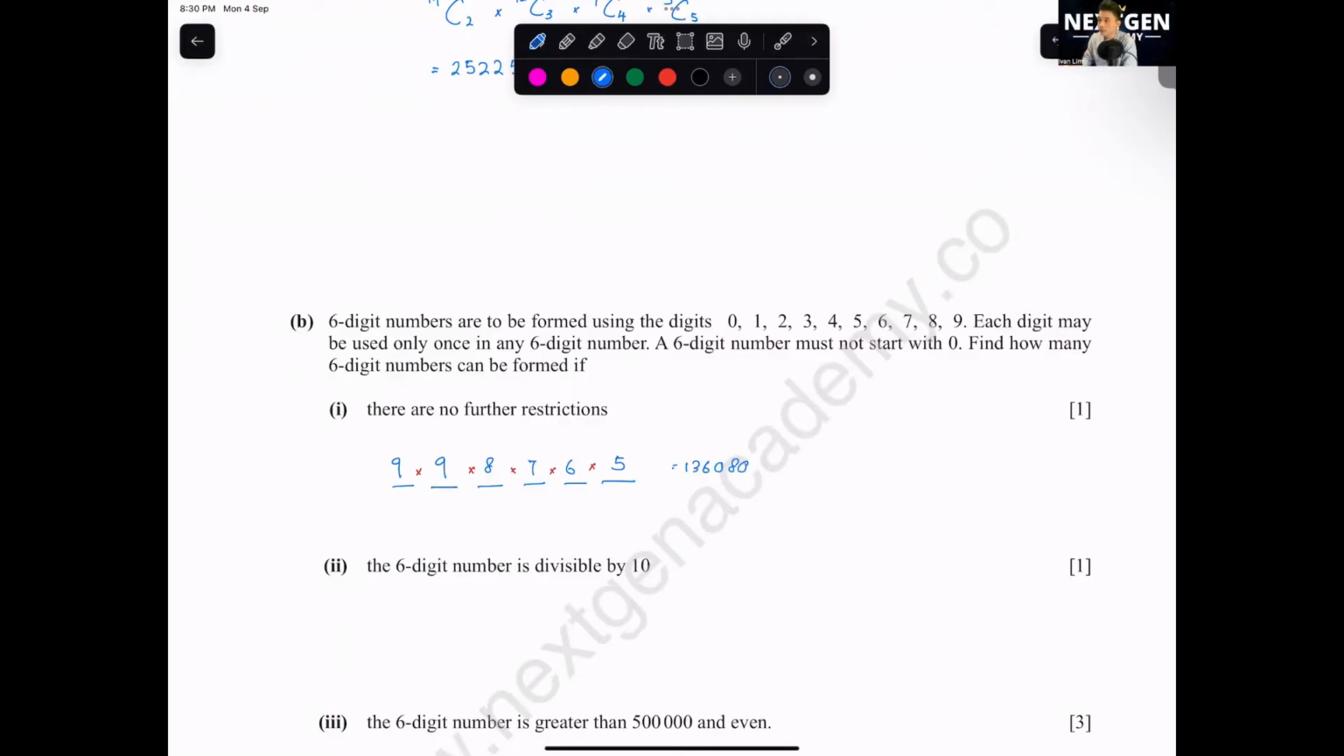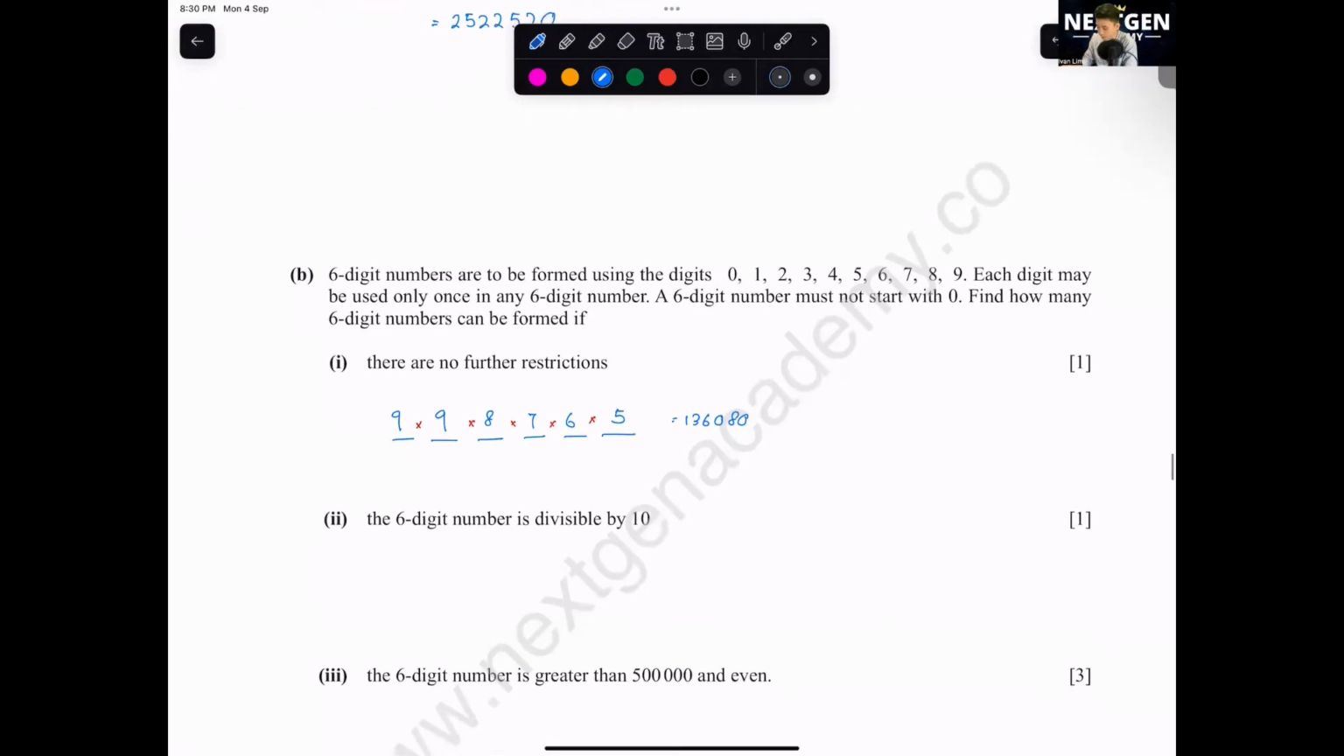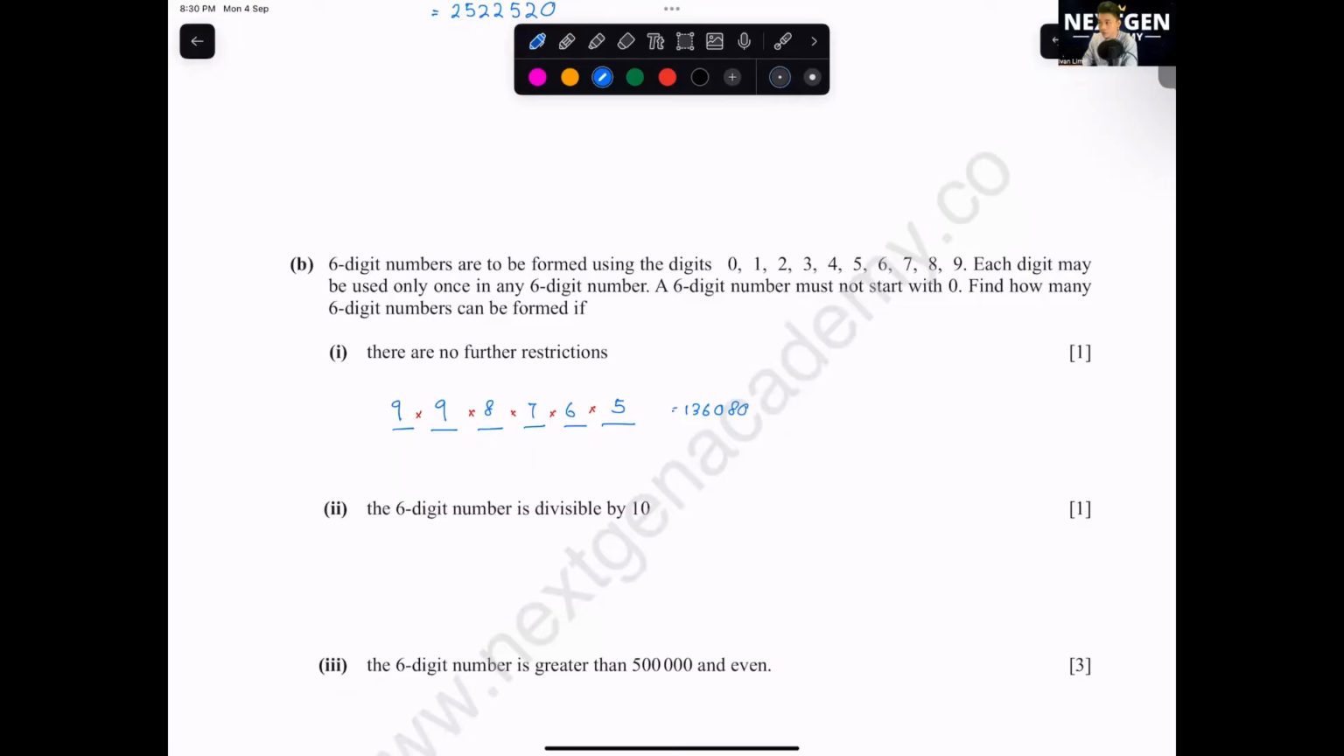Okay, second one. The 6-digit number is divisible by 10. If it's divisible by 10, it needs to end with 0. So I've got 6 positions, and my last digit needs to be 0, so I only have 1 option at the end. Then here, 9, 8, 7, 6, 5. Multiply all of it. You will get 15120.